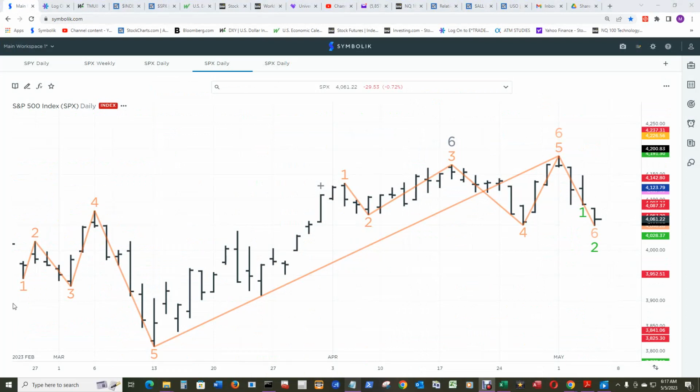Next up is Megaphone pattern. There's one that started back here on the 24th of February and ended with the 6 up here. So the megaphone for that pattern will print a 7 on a tick lower than this low on the 13th.